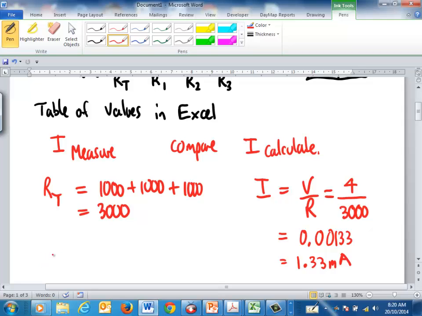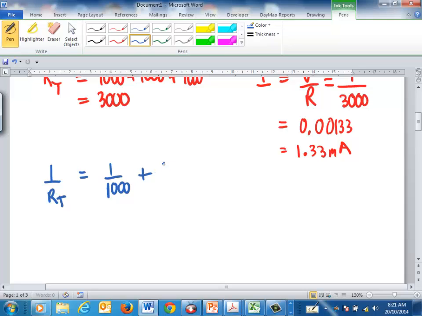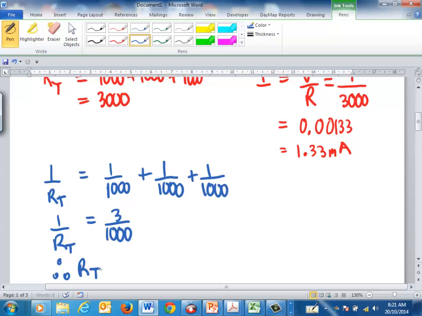If I wanted to do my parallel circuit, my parallel circuit is simply going to be 1 over RT is equal to 1 over 1,000 plus 1 over 1,000 plus 1 over 1,000. You can just put that into your calculator as you see it, and that will give you 3 on 1,000. That's what my 1 on RT is. So therefore, RT is equal to 1,000 divided by 3.